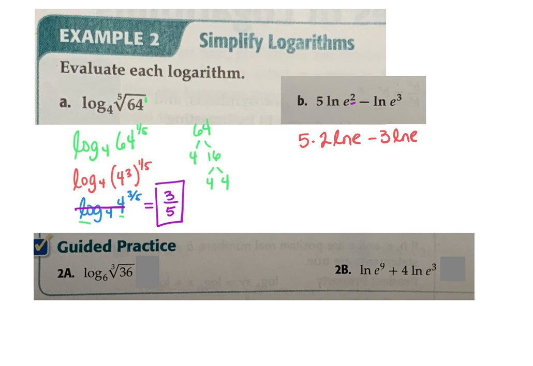My ln of e's do what? Yeah, ln of e and ln of e will cancel, so I just have 10 minus 3, which is 7. Wow. All right, so try A and B there.